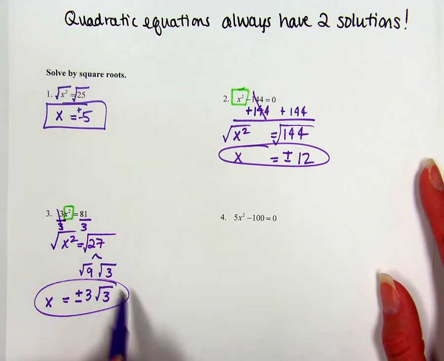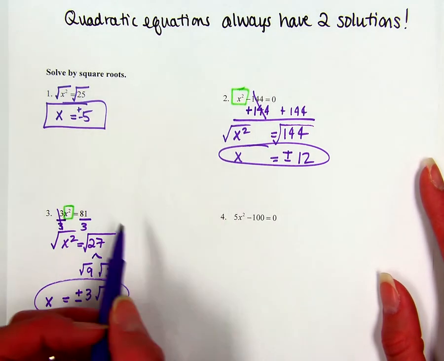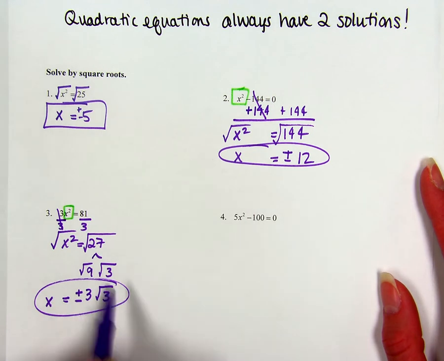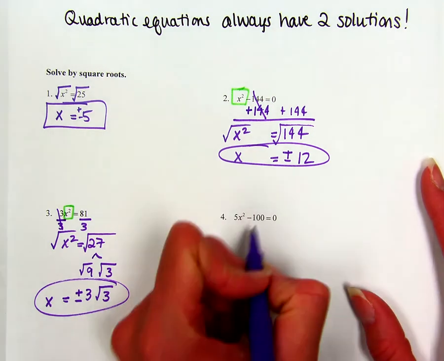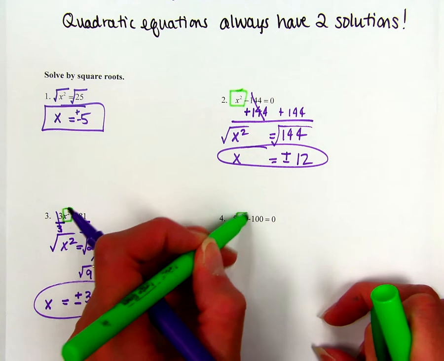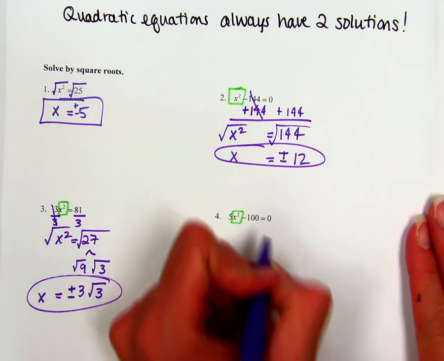Okay, sometimes you'll get solutions like this, sometimes you'll get whole number solutions. You should never have any decimals. That means that you didn't simplify your radical. All right, so we want to get x squared by itself. Well, I need to undo the 5 and the minus 100. So I'm going to undo adding and subtracting first.